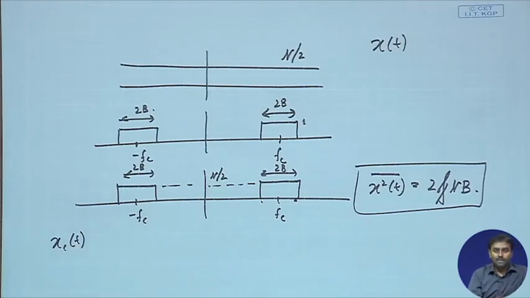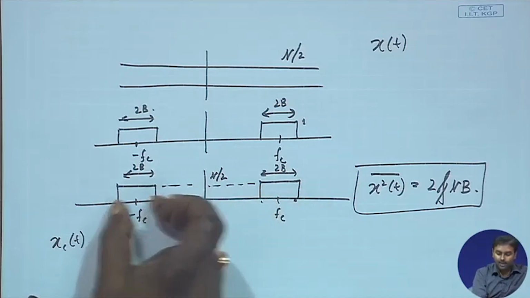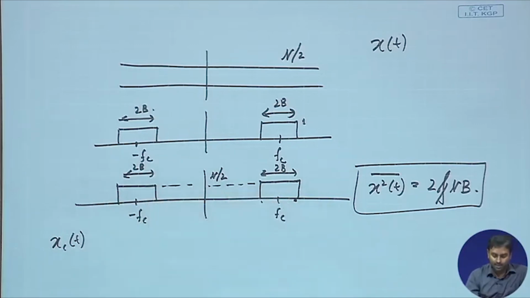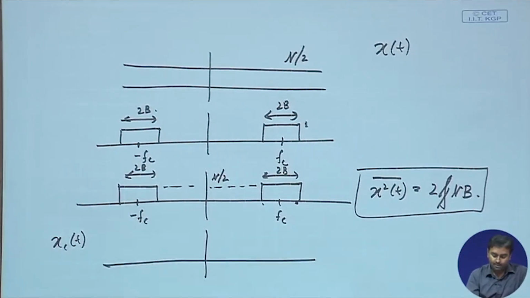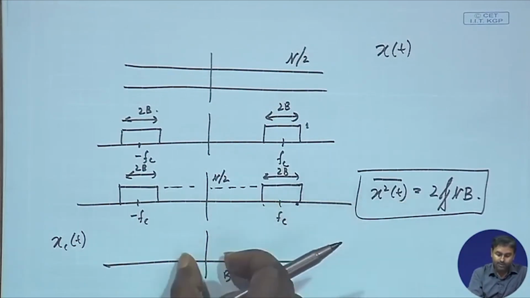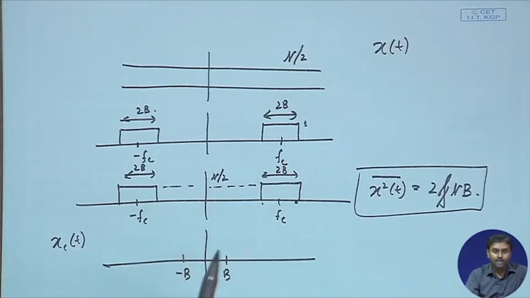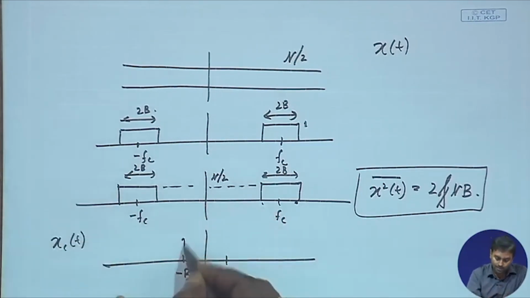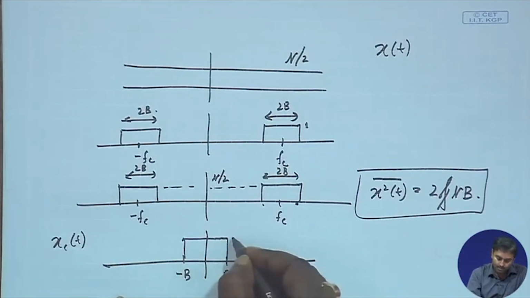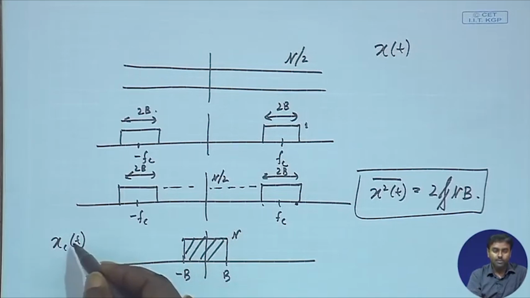So, what is XC(t)? XC(t) must be this part shifted to this and this part shifted to this. So, therefore, how much do I get? It should be band limited from minus B to B, but this one will be shifted and this one also will be shifted. So, overall strength will be eta by 2 plus eta by 2. So, that must be eta. What is the power of this one?